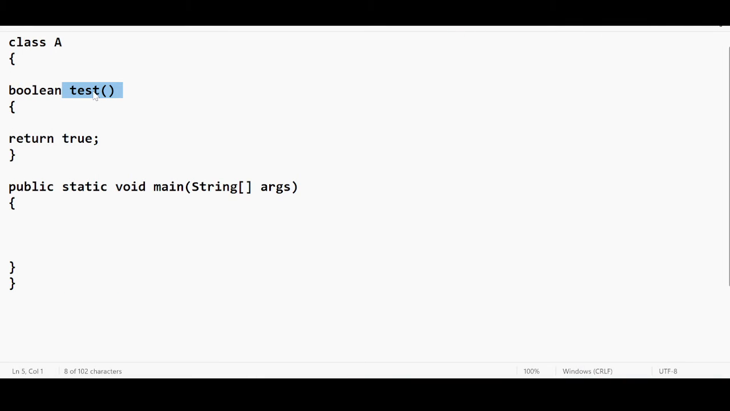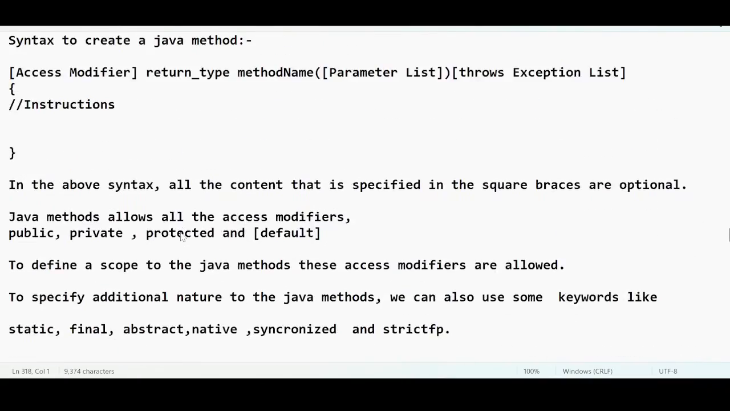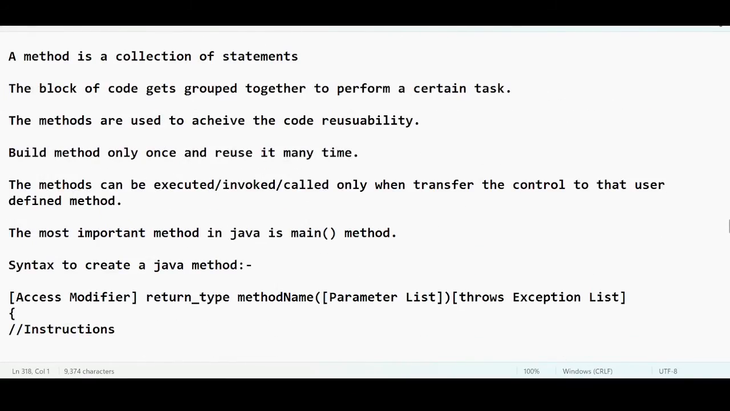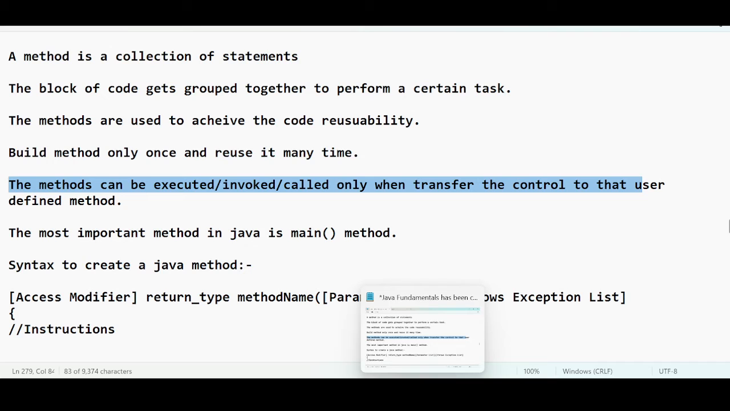How can I call the test method? What is the first step? This is a method, a user defined method. If you go back and see this theory, it says that methods can be executed only when you transfer the control to the user defined method. How can the control be transferred to that method? What is the first step to transfer the control?